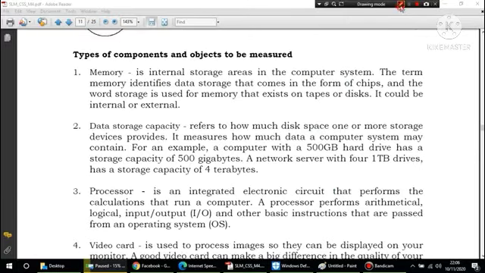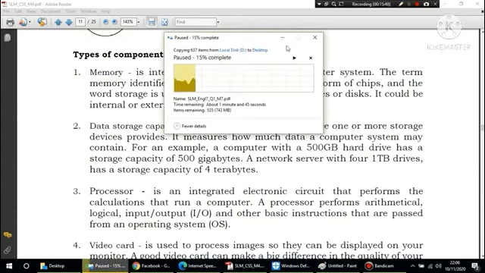Now let's move on to types of components and objects to be measured. First is memory. It is the internal storage area in the computer system. The term memory identifies data storage that comes in the form of chips, and the word storage is used for memory that exists on tapes or disks. It could be internal or external.